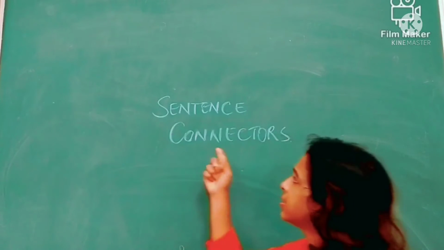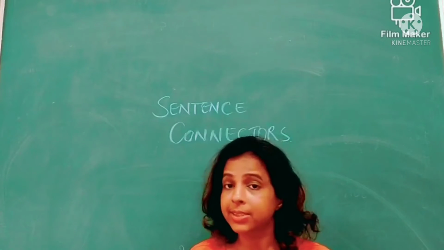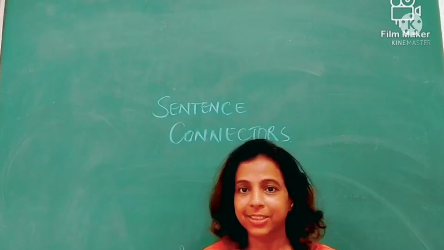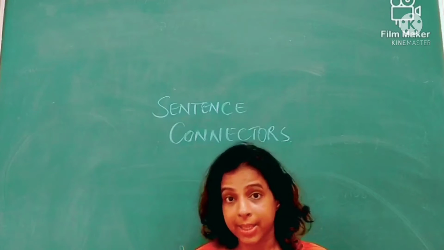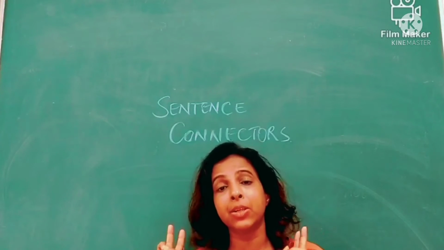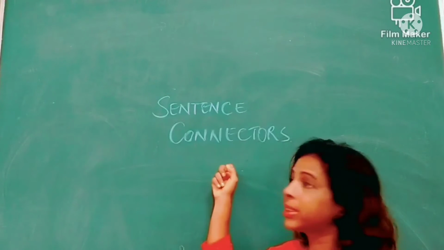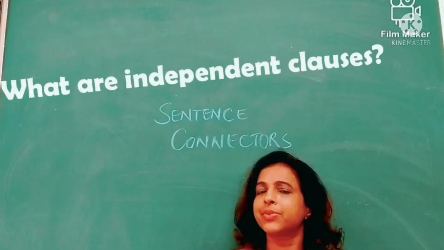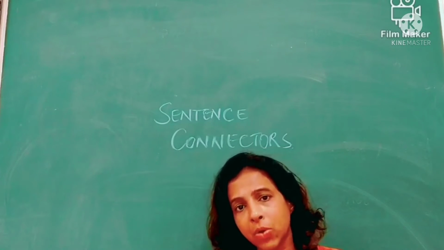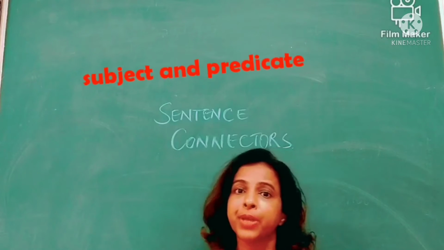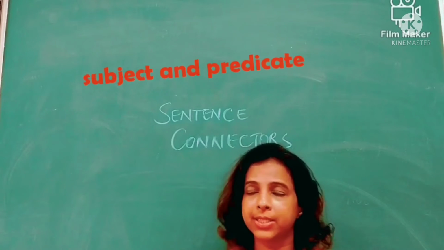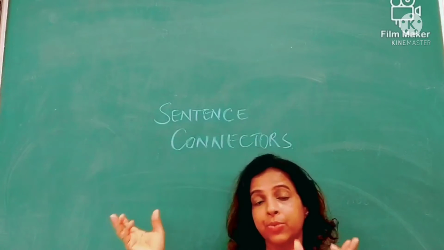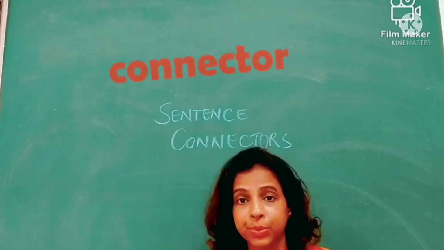Now, what do you understand by sentence connectors? If you look at the word, it is a connector of sentences. As simple as that. A sentence, or two independent clauses, are connected with a connector. What are independent clauses? That's a very good question. An independent clause is a clause which has a subject and a predicate, and it can stand by itself. It's as good as a sentence. So, when you have two clauses and you want to join them together, you have to use a connector.